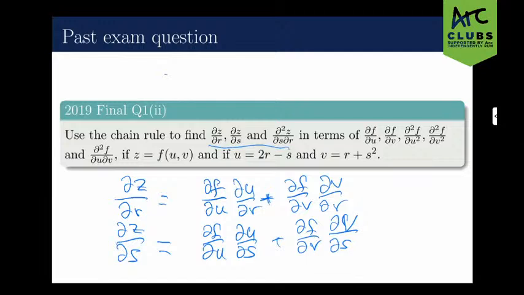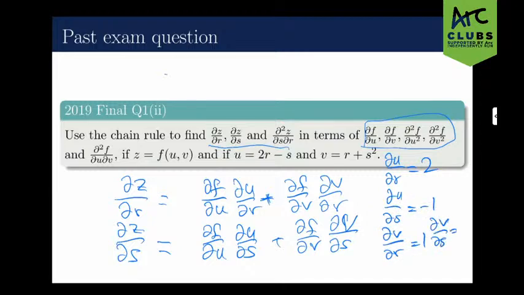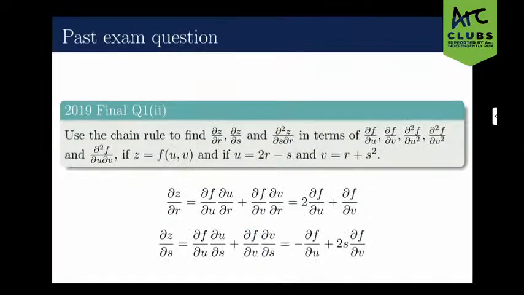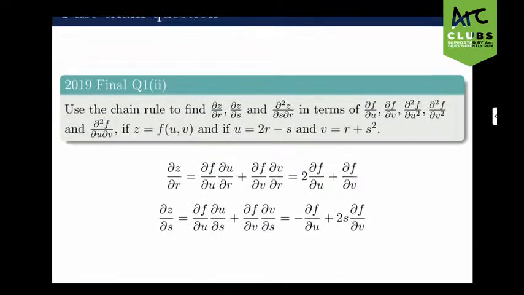So the question wants us to express it in terms of these ones because we don't actually know them. But I know that the partial of u with respect to r is just 2. That's just -1. And that's just 2s. So basically, I have all of these, and I can just substitute them inside, and I'll have an expression for the first two.